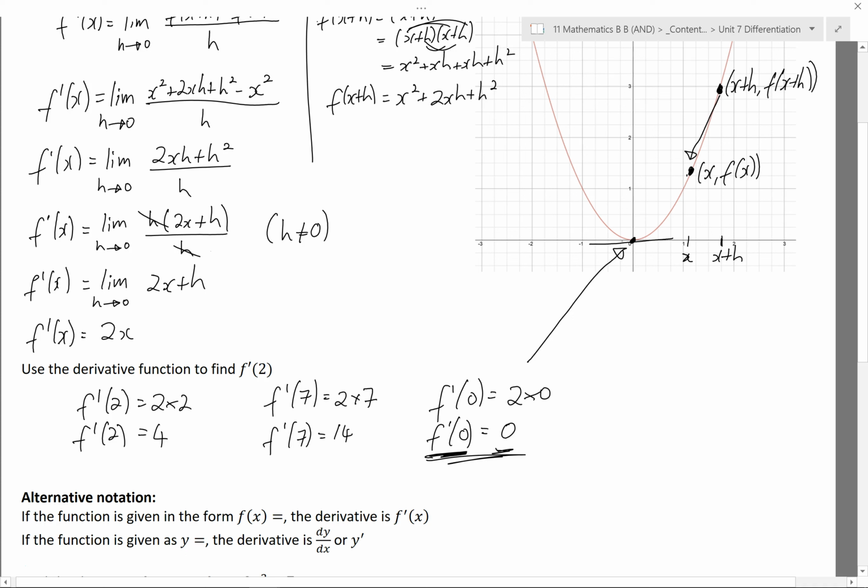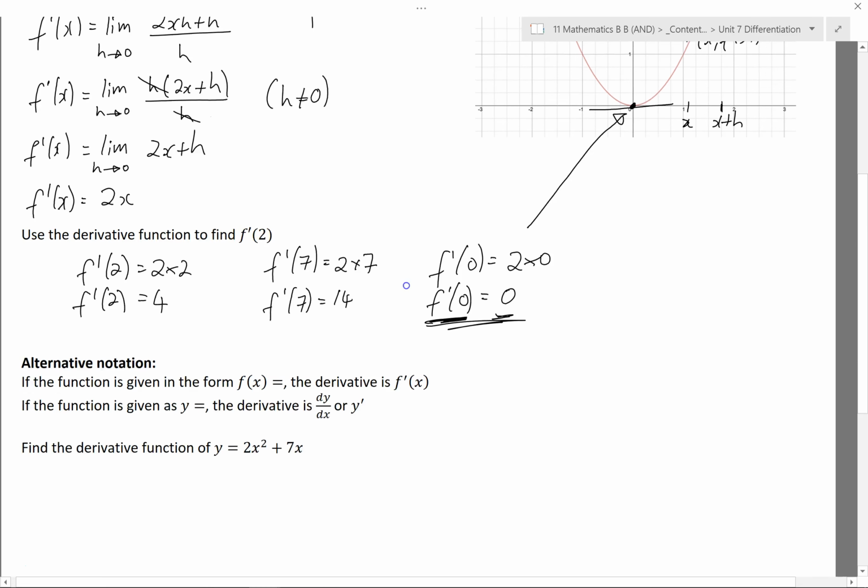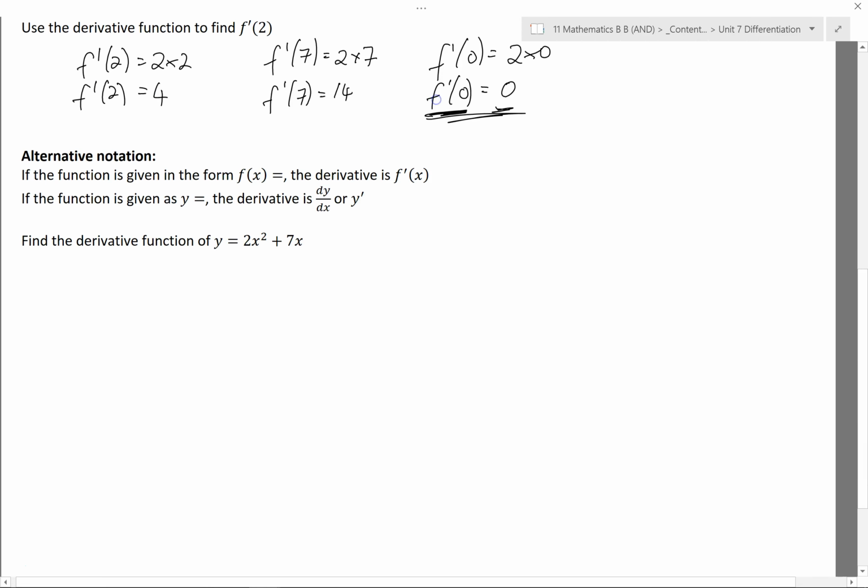Okay, so this is a really useful concept to be able to find the instantaneous rate of change at any point. Okay, they do get slightly harder, and sometimes the notation is slightly different. Okay, so remember, if it's in f of x form, my derivative is f dash of x. Okay, and it'll look like this.